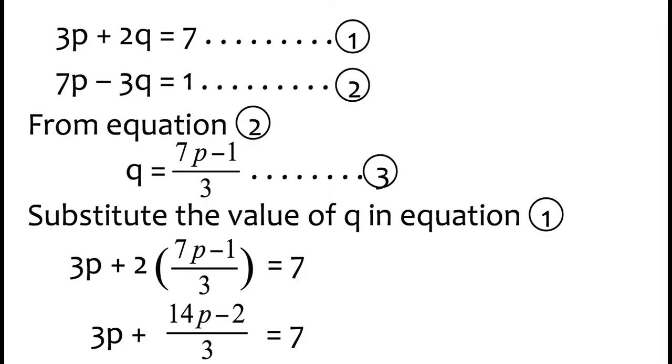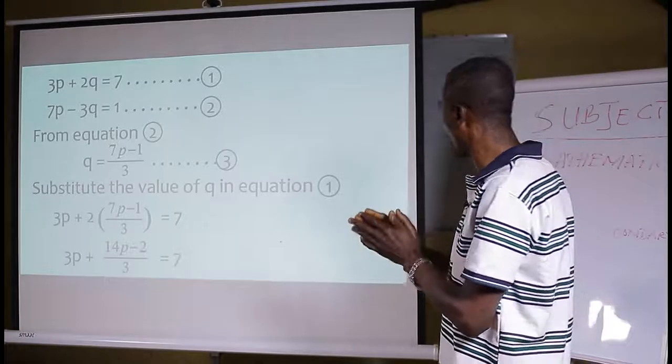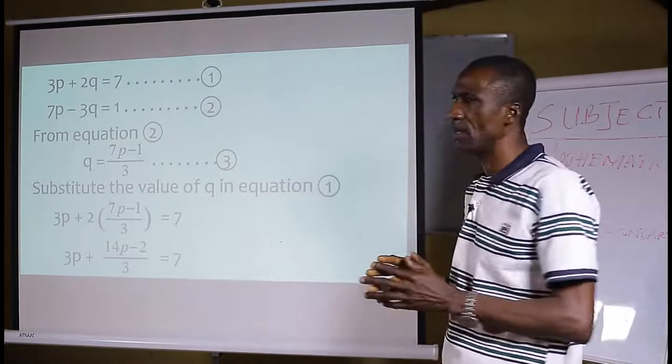So now, on the left, I will have 7p minus 1, and on the right, I have 3q. So the coefficient of q is 3. When you divide both sides by 3, then your q will be 7p minus 1 all over 3. And that becomes equation 3. Now, substitute the value of q in equation 1.